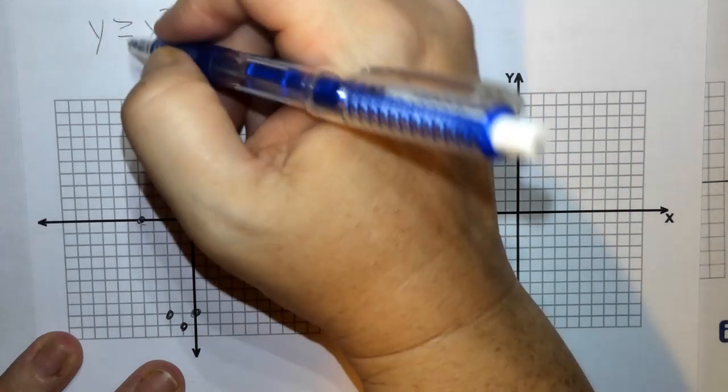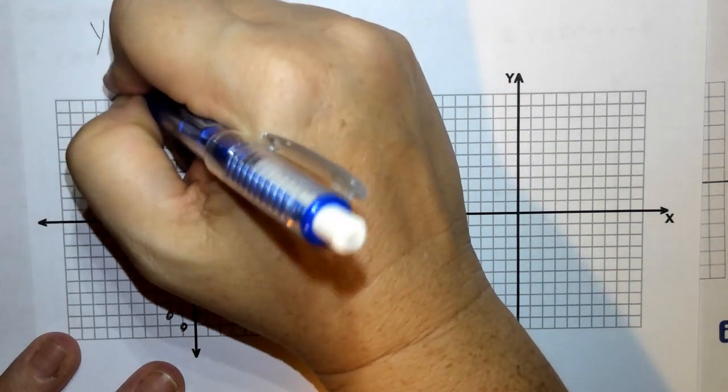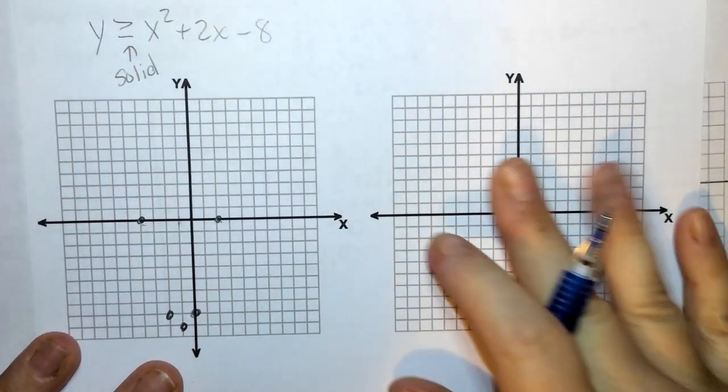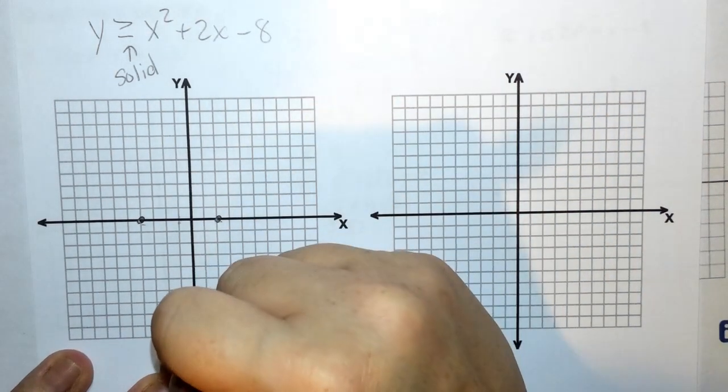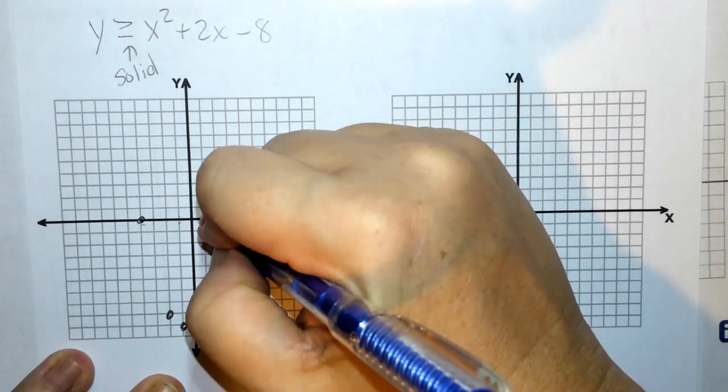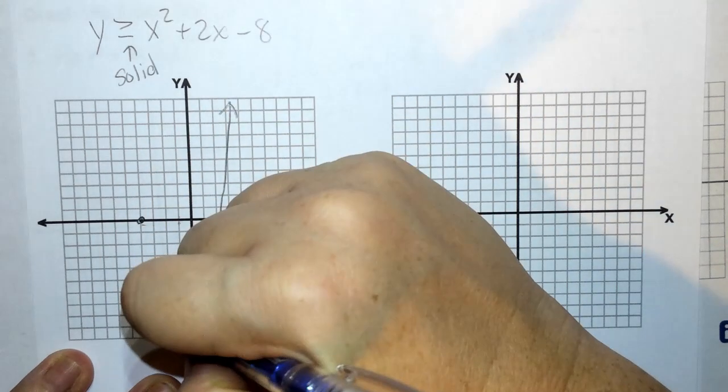Should our line be solid or dashed? Because this is "or equal to," we may have a solid line. It opens up, so we can go ahead and graph this with a solid line.